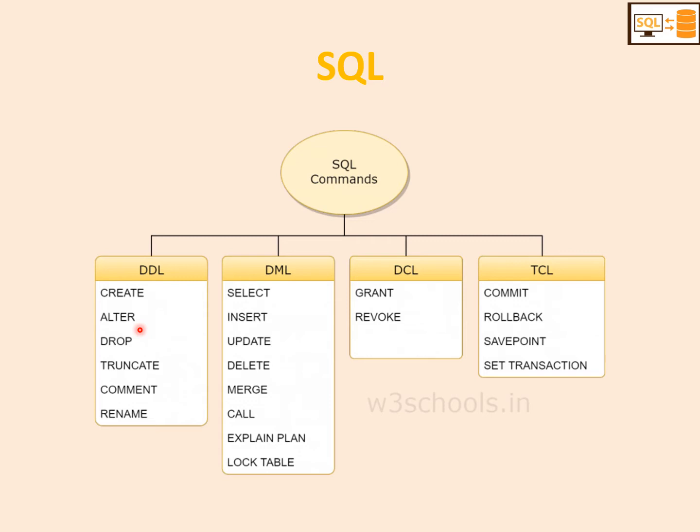Then the alter command is used for altering the structure of the table. Drop command is used for deleting a table. Truncate command is used for truncating the fields in a table. Then comment is used for providing comments to the table. Then rename, as the name itself says, is used for renaming the table structure.